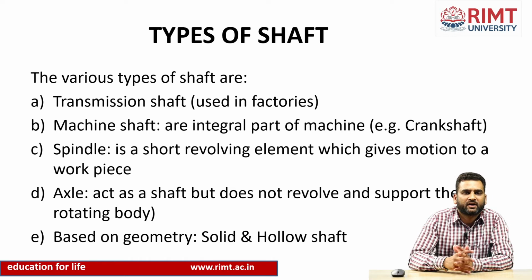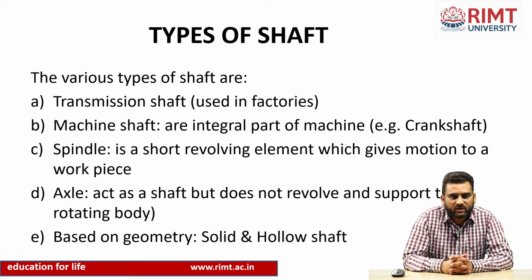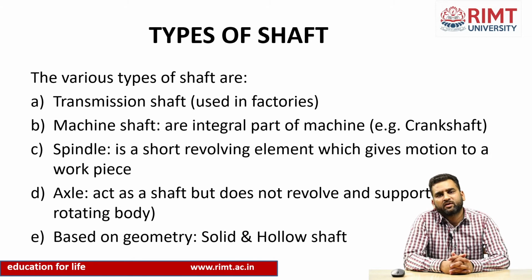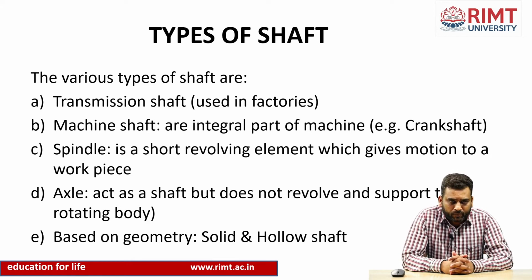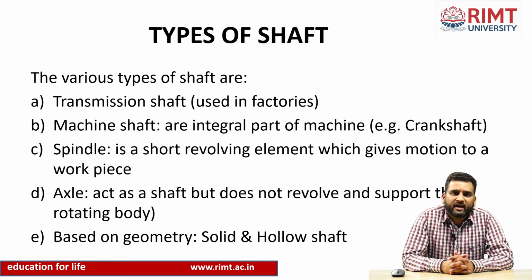Next we will move to the second, that is what are the various types of shaft used. The various types of shaft that we use in the industry: the first is the transmission shaft. These are the normal long continuous shafts that we use in the factories. Next is the machine shaft. These act as an integral part of the machine. Integral part means, as we have earlier studied, that various machine elements like gears and splines are used to transfer the power. So, in a machine shaft, the gears and splines are basically an integral part of the shaft, machined on the shaft itself.